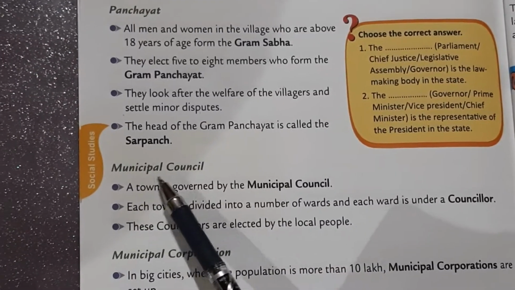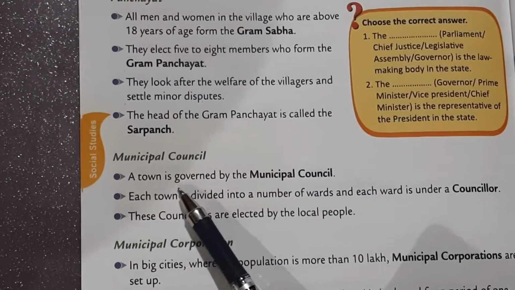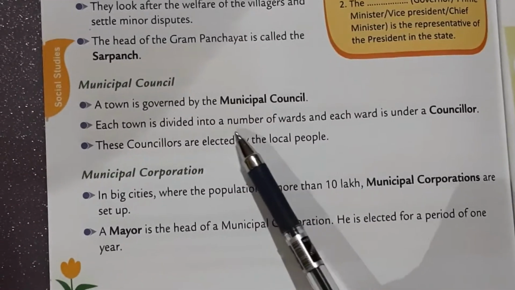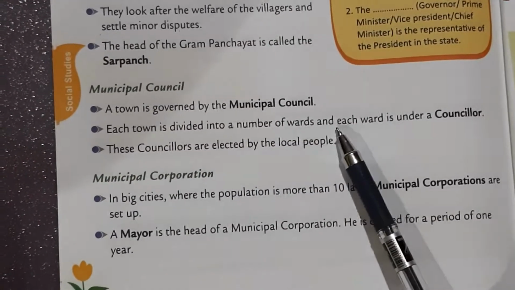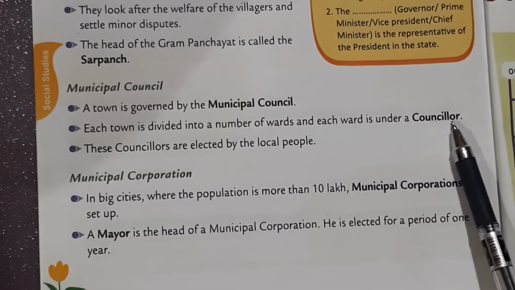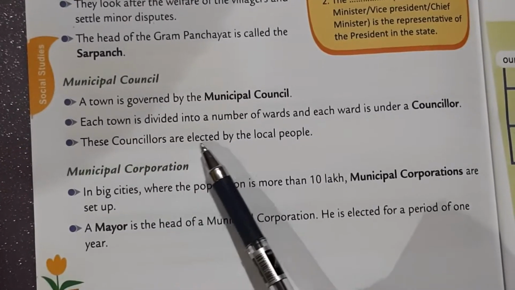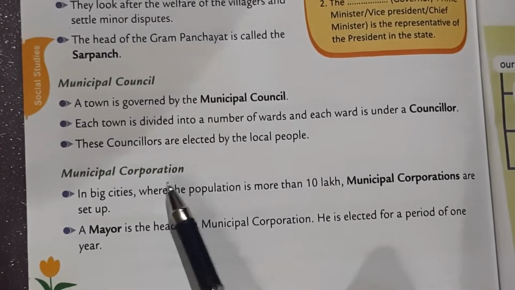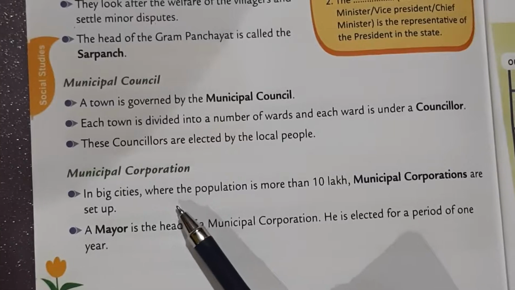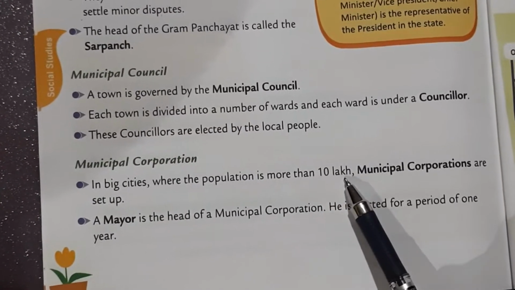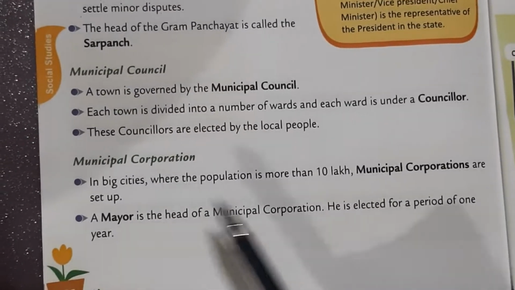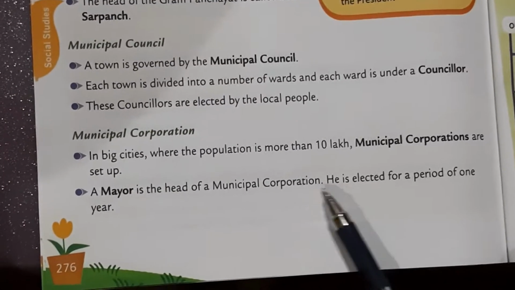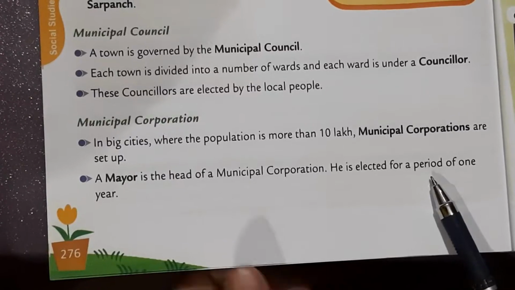The next one is Municipal Council. A town is governed by the Municipal Council. Each town is divided into a number of wards, and each ward is under a councillor. These councillors are elected by the local people. Municipal corporation. In big cities, where the population is more than 10 lakh, municipal corporations are set up. A mayor is the head of the municipal corporation. He is elected for a period of 1 year.